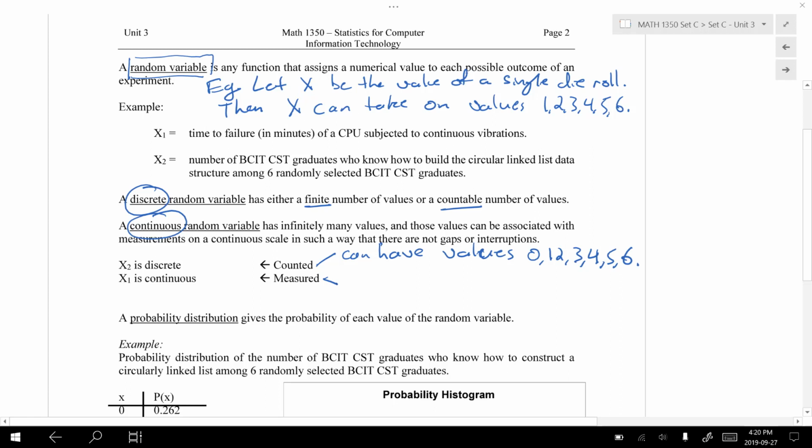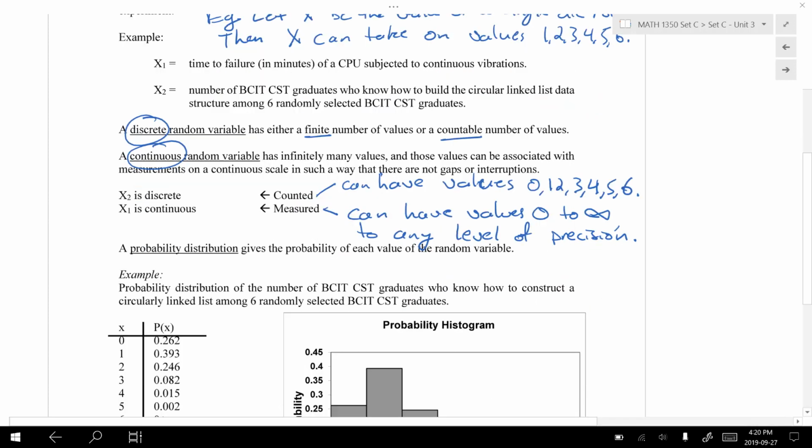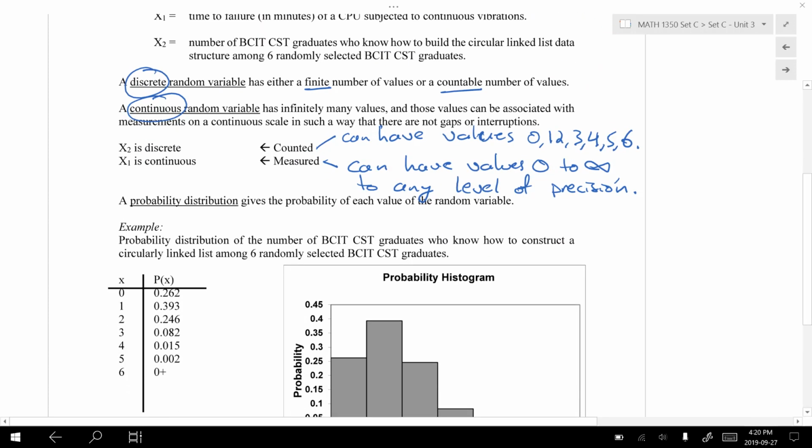On the other hand, the first example was continuous. You can imagine having any particular value on the positive real number line. So we could have any value between 0 and infinity, and to any level of precision. You could imagine having some long decimal be the result of this question, and we could have as many decimal places as you might like.